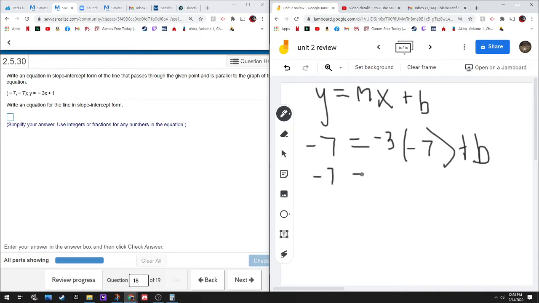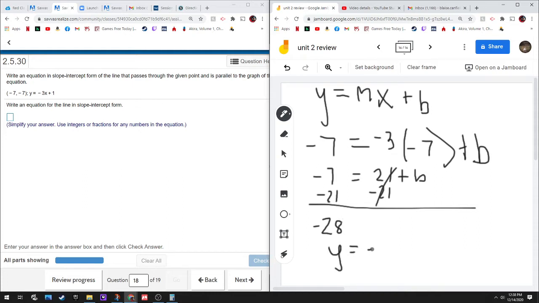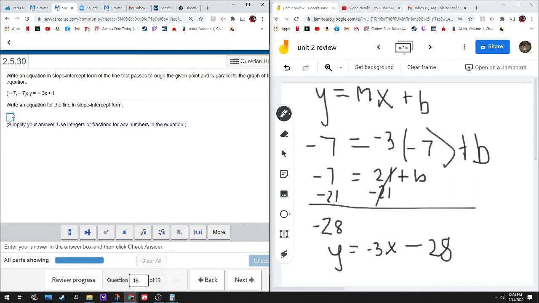So -3 times -7 is +21. And now I can just subtract the 21 from both sides. So -7 minus 21 is -28. So remember, we just line it all up and drop it in.